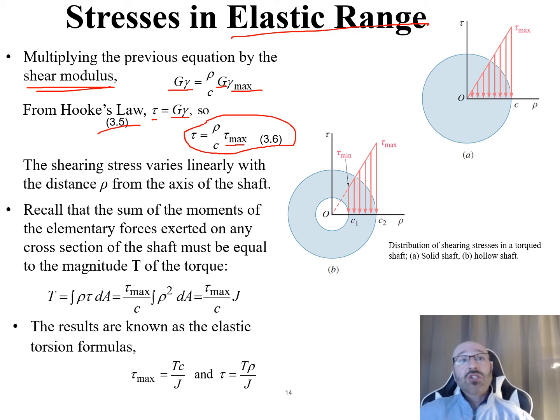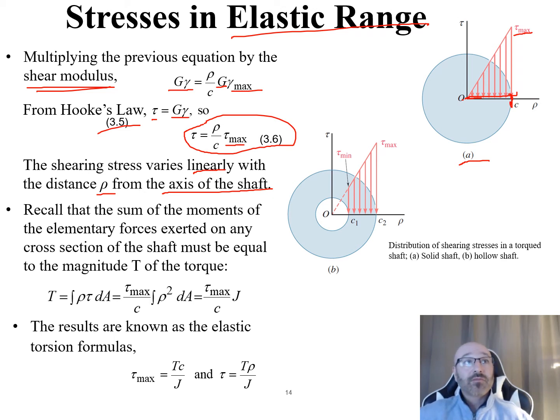So in this here, the shearing stress varies linearly with the distance rho from the axis of the shaft that we discussed earlier. If we're talking about this for a solid shaft, we can take a look over on the right at diagram A. This is a distribution of the shearing stress in a torqued shaft. You can see as we move out along the rho axis, it varies linearly from 0 at the center all the way out to a max shear, tau max, when we get to that C at the surface of our, in this case, round solid shaft.